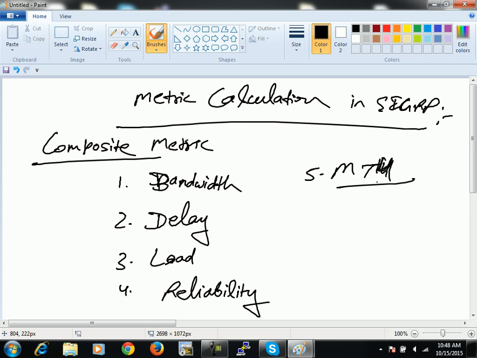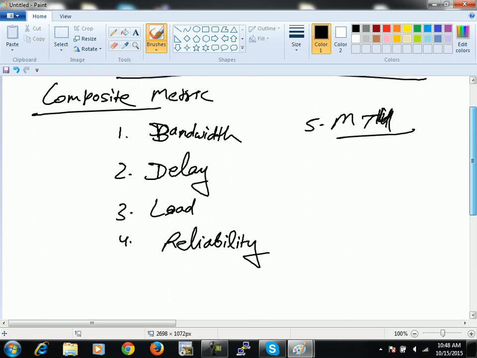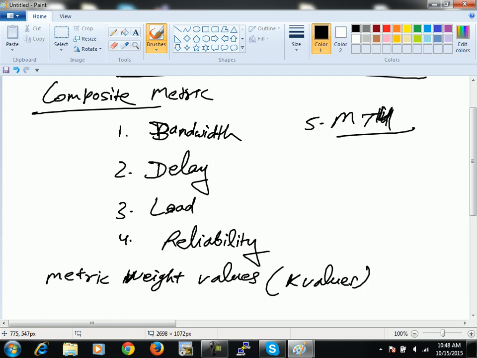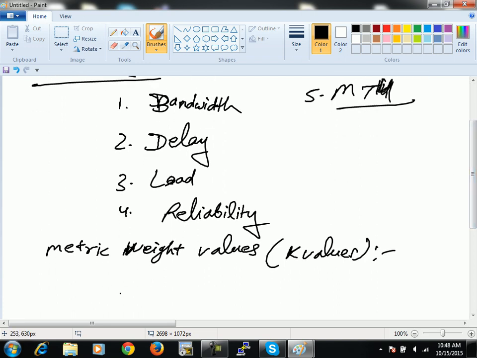Apart from these components, EIGRP uses some weight values too. You can call them metric weights. Apart from these components, EIGRP will also use metric weights. Do you remember those metric weights? Those metric weight values are known as K values, right? So metric weights, we can also call them K values.